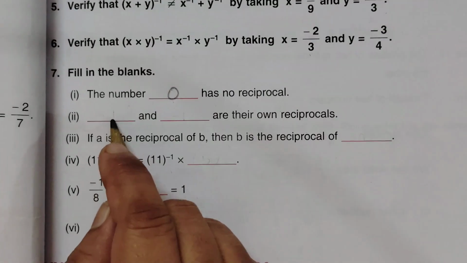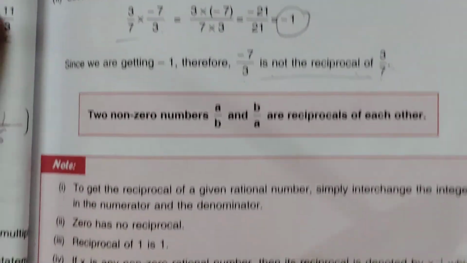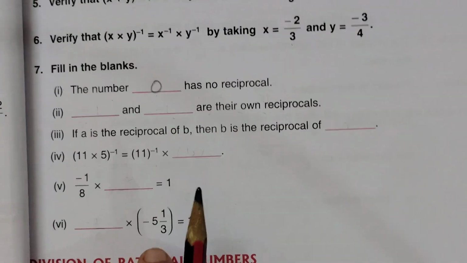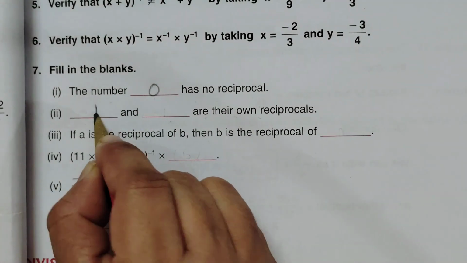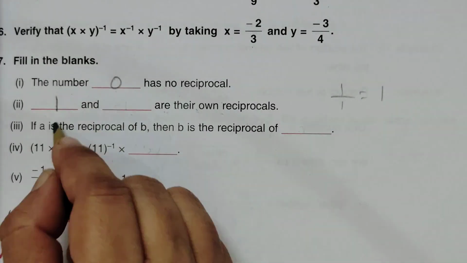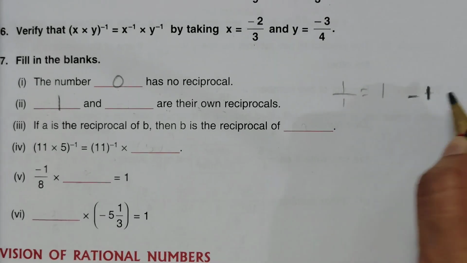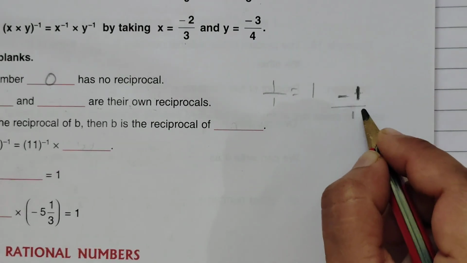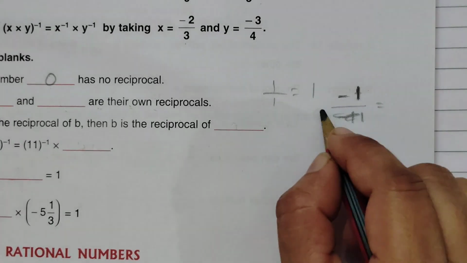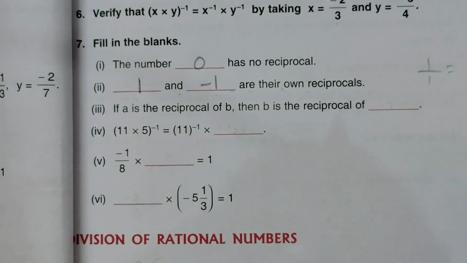Next, second one, dash and dash are their own reciprocals. See here, page 37. Reciprocal of 1 is 1 only. So we have two options. 1 is its own reciprocal. Like see, 1 upon 1 is what? 1. And another one is minus 1. If you write minus 1 upon 1, the reciprocal you will get is minus 1 only. So 1 and minus 1 are their own reciprocals.